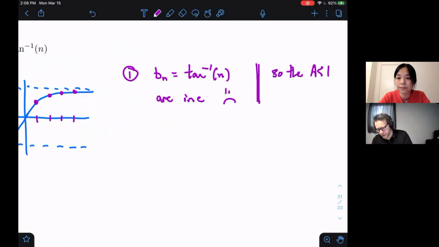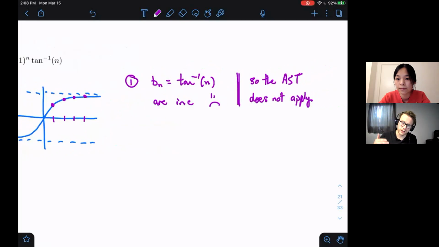So the alternating series test does not apply. Remember, in order for the alternating series test to apply, both of those conditions need to be true. So as soon as one of them is not true, you can really stop there, right? Because it can't work.